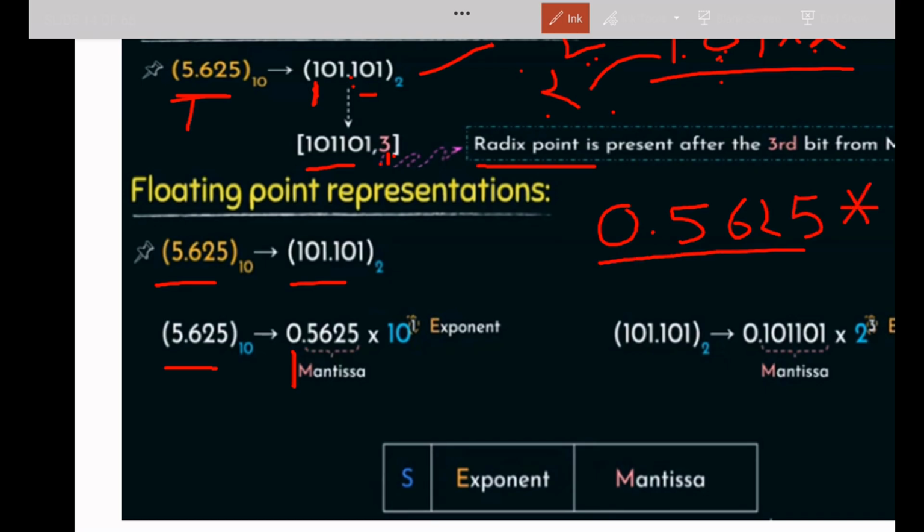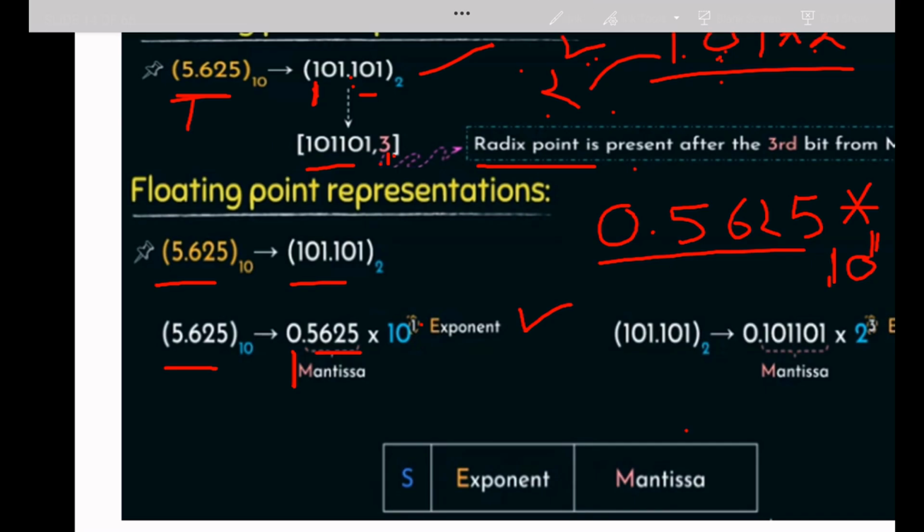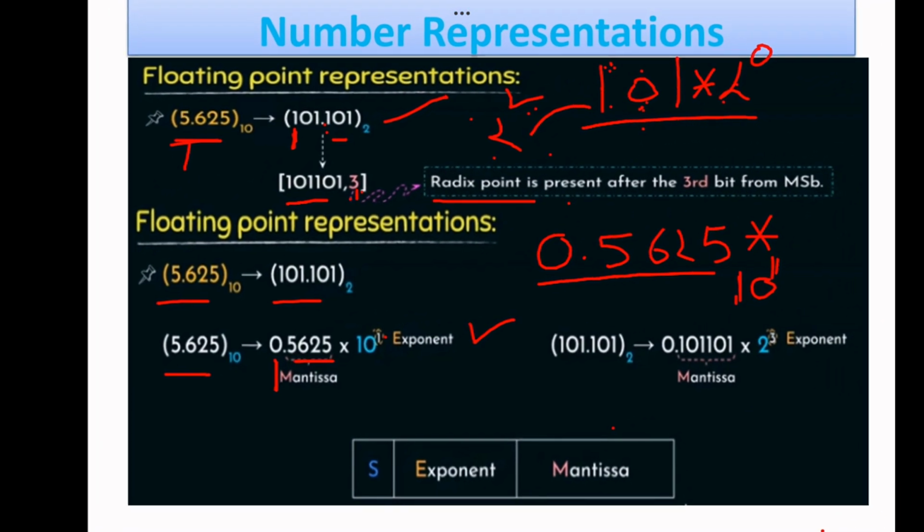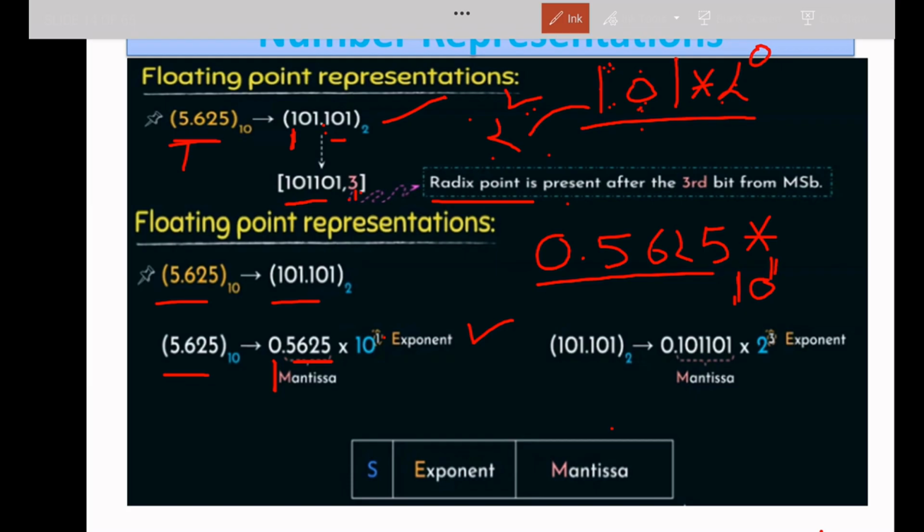After that, whenever the dot moves to the front, the power increases. If it goes to the left side, the power is increasing; on the right side, the power is decreasing. So this is a decimal number, so I am writing 10 to the power 1. This 10 to the power 1 is the exponent, and the numbers after the decimal are the mantissa. Suppose the number is in binary form. Here also the representation is the same. In the binary form, again I will push this dot to the first place. So this is the mantissa.